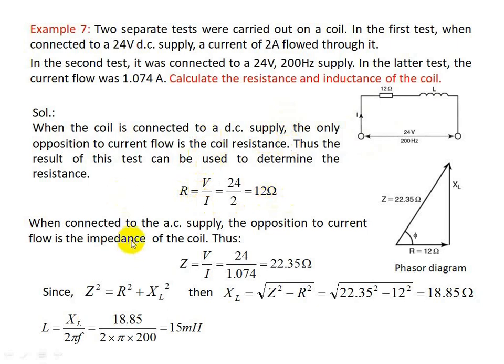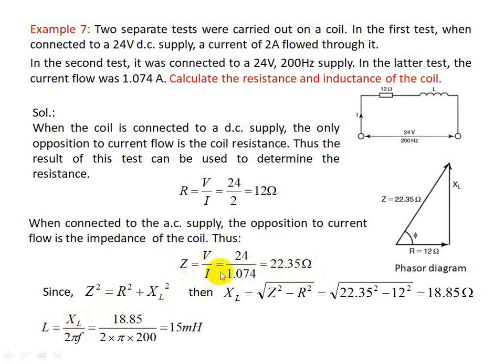Next, when it is connected to AC supply, then there comes the impedance of the coil. So we will have inductive reactance and impedance. From the given values, that is voltage and current in the second test, we can find impedance. So calculate the impedance by substituting the values. It is 22.35 ohms. But from impedance, we have to find out this inductance L.